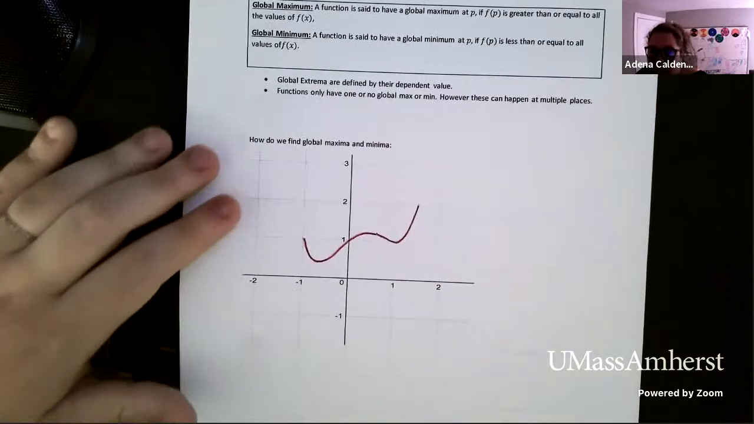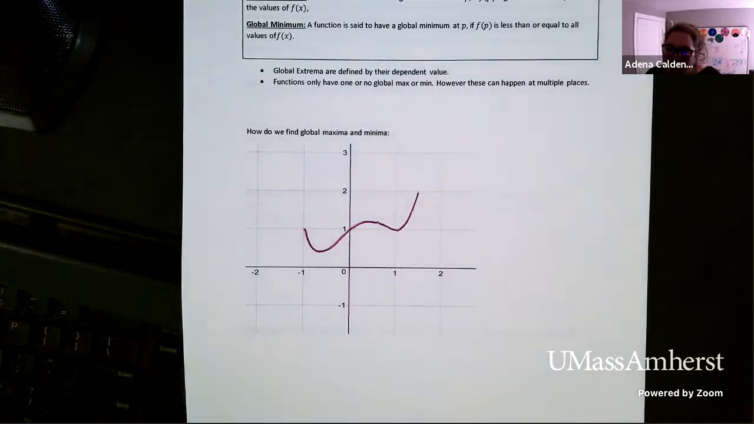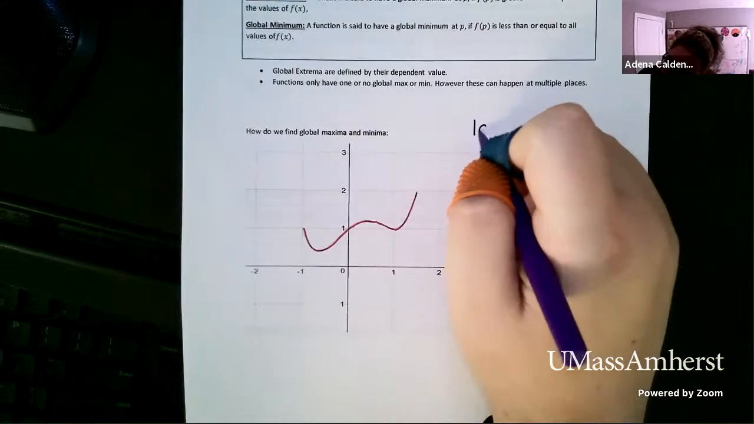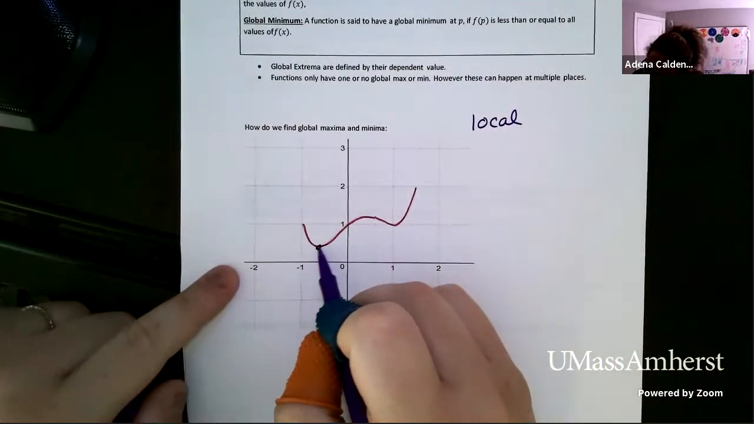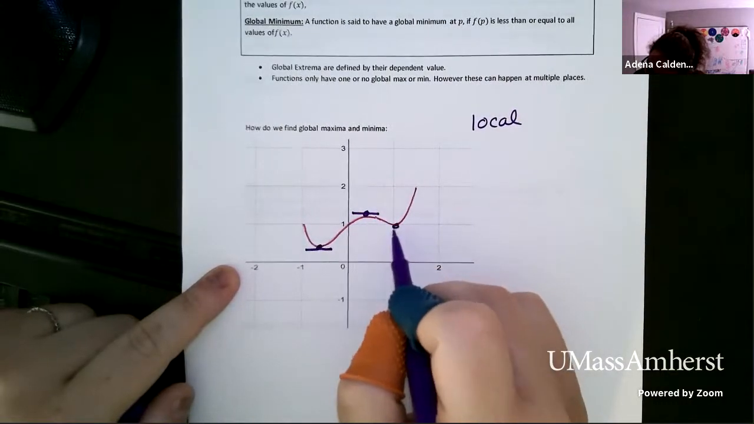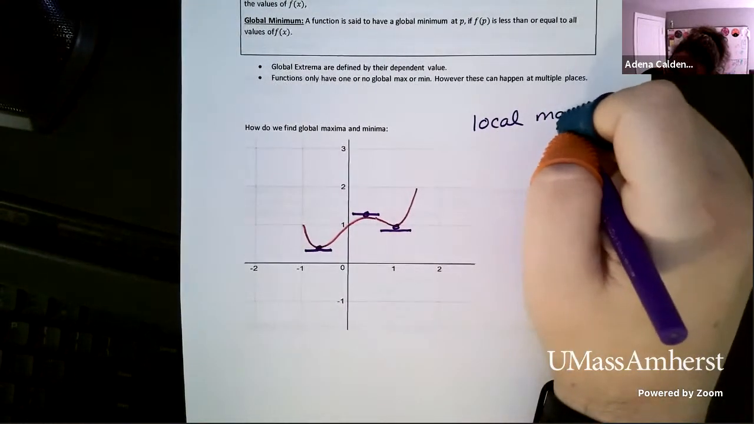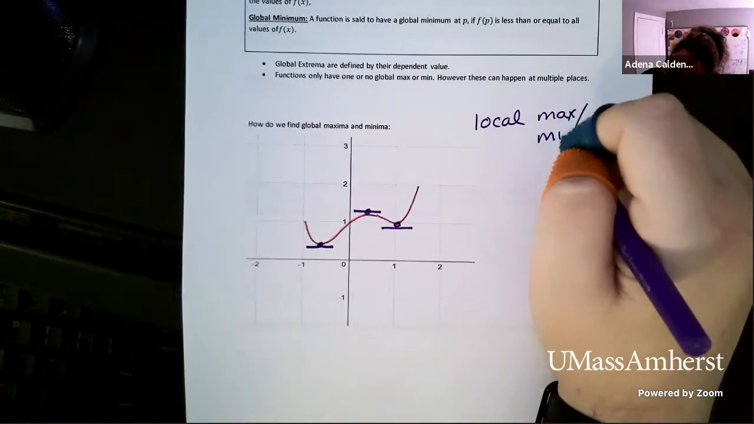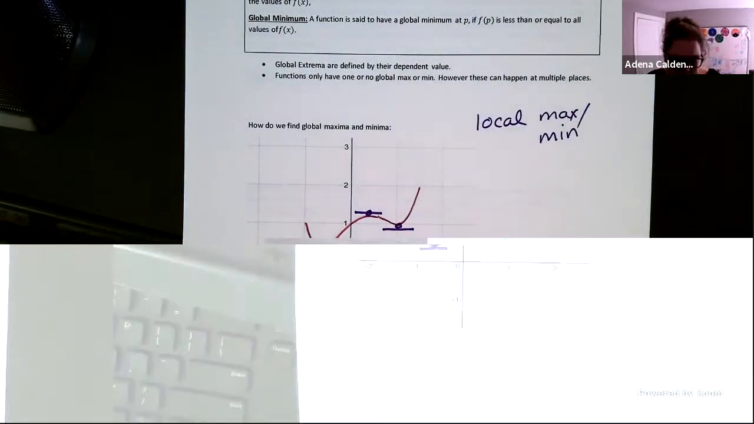Okay, so what does that look like on a picture? As a reminder, let's label our local maximums and minimums. Local maximums and minimums happen when we have horizontal tangent lines. And we can have multiple of them because it's the highest or lowest in a small area, okay?